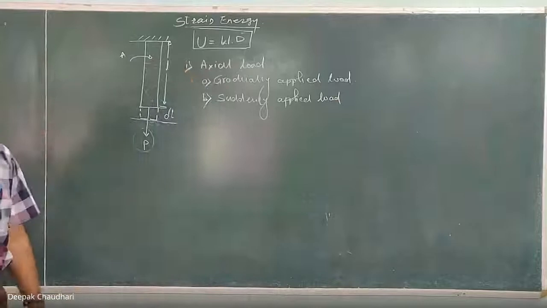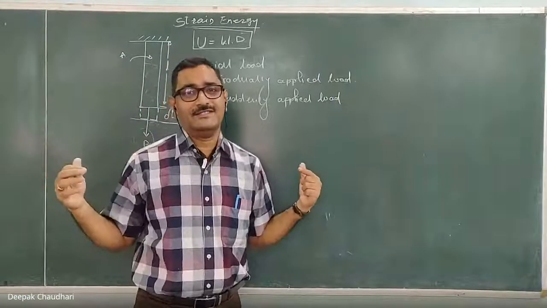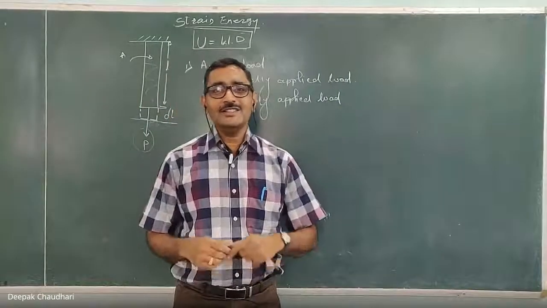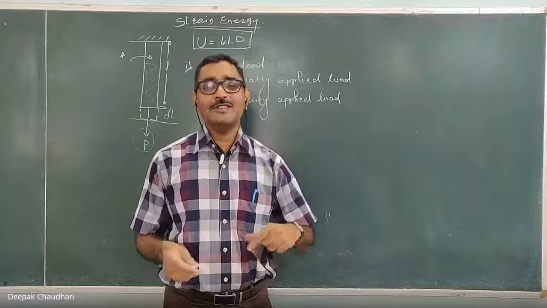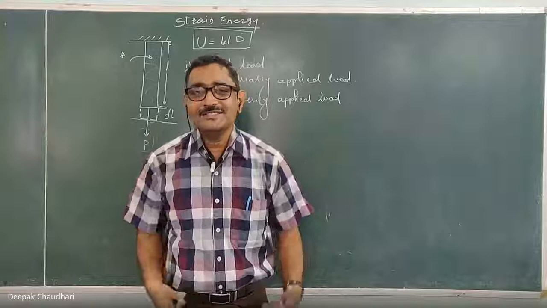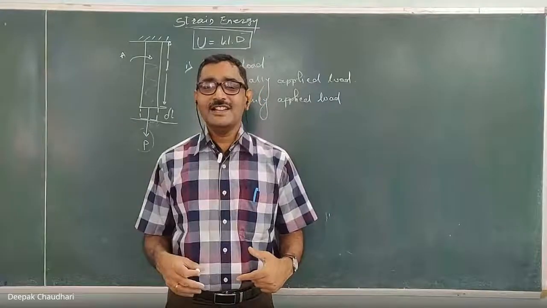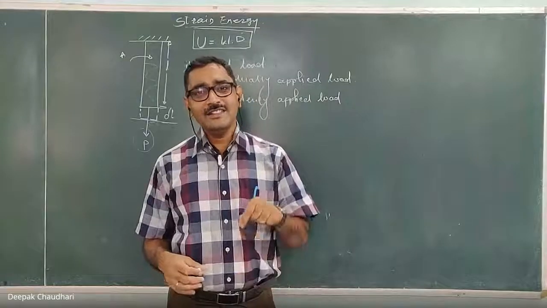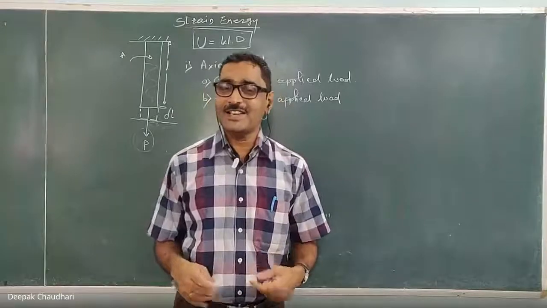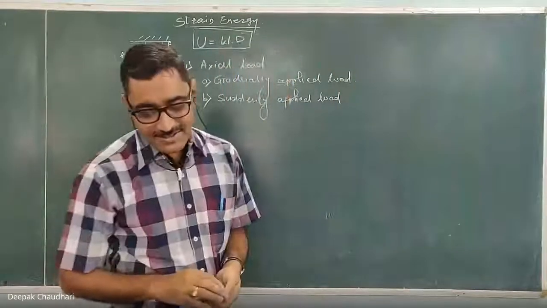Now, what happens in the suddenly applied load? The load is applied all of a sudden. For example, when we sit on the chair or on the bench, our weight is applied on that bench or chair suddenly. We are not sitting gradually, not 1 Newton, 2 Newton, 10 Newton, 20 Newton. Our entire weight is applied all of a sudden, so that is known as a suddenly applied load.